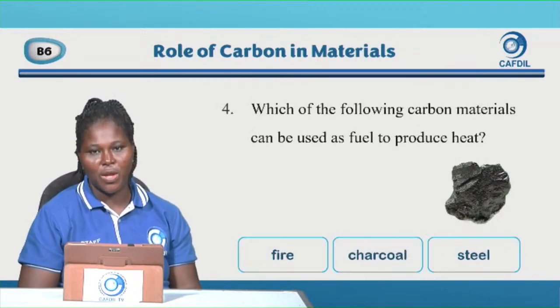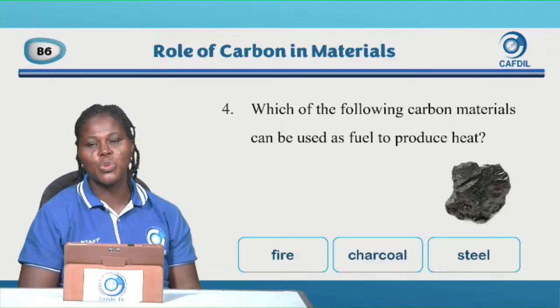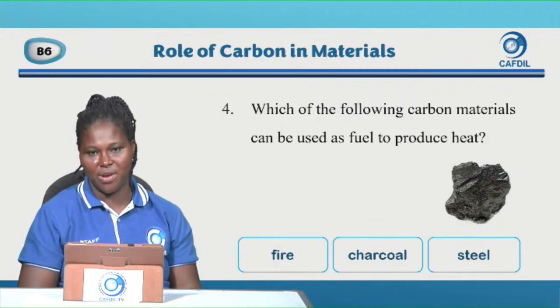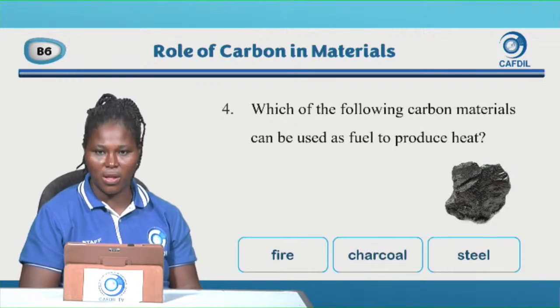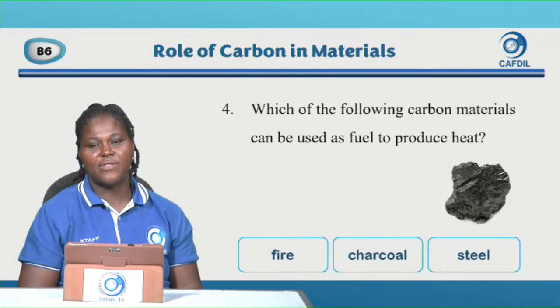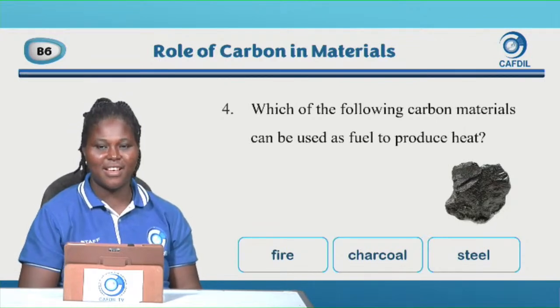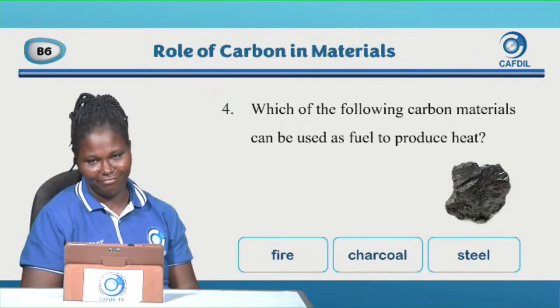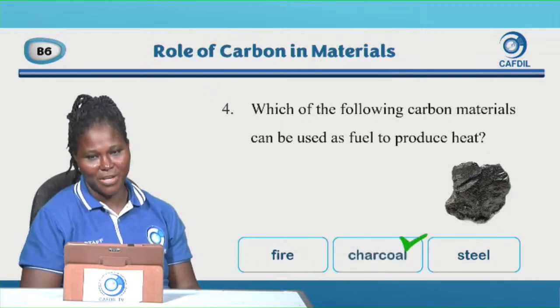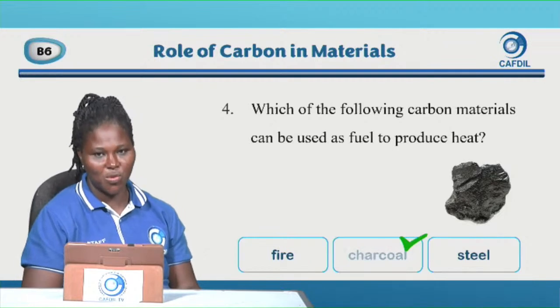Question number 4. Which of the following carbon materials can be used as fuel to produce heat? We have fire, we have charcoal, and steel. Which one is the answer? Okay, charcoal. We use it to produce heat.